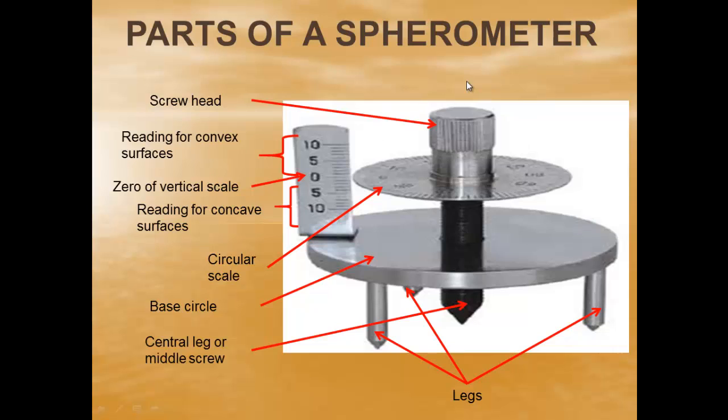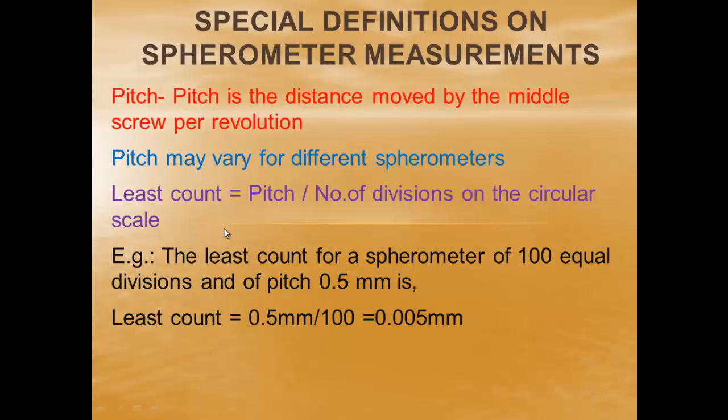When you rotate the screw head 360 degrees, this circular scale will move some distance, and the distance moved on the vertical scale through one revolution is called the pitch of the spherometer. And the least count is equal to the pitch divided by the number of divisions on the circular scale. For example, if you have a spherometer of 100 equal divisions and of pitch 0.5 millimeters, the least count is equal to 0.5 millimeters divided by 100, which is 0.005 millimeters or 0.0005 centimeters.